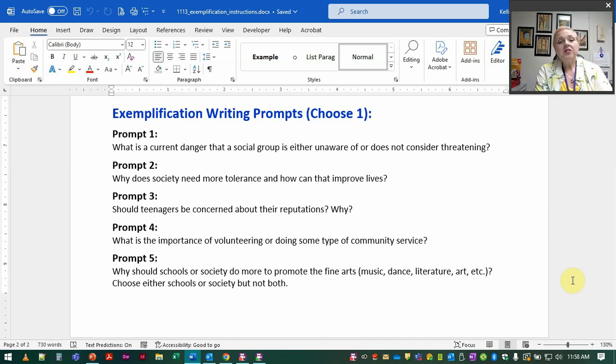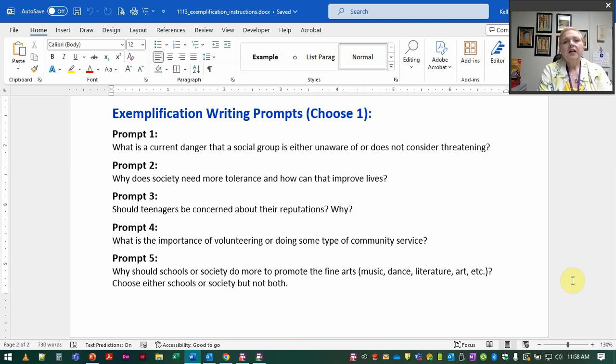Prompt 2, why does society need more tolerance and how can that improve lives? So tolerance can be about anything, right? It might be talking about racial issues. There might be issues of sexual orientation. There might be issues of people who are separated by class, right? A lot of people look down on the poor or something like that, right?